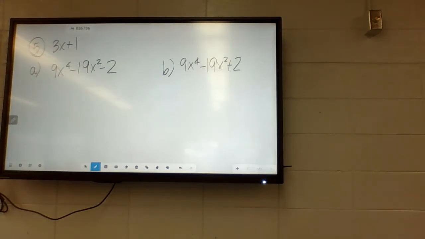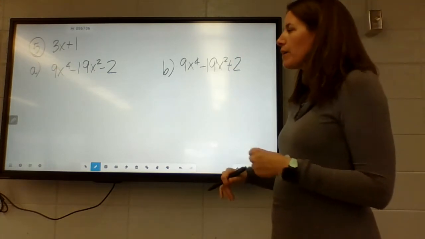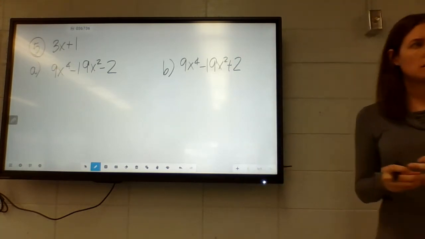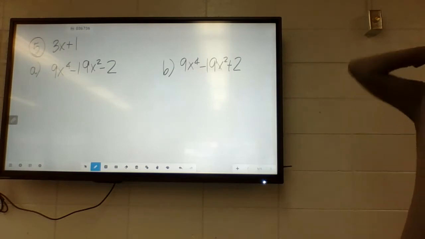So in number 5, and again, sometimes the wording in our book is a little bit weird. It says determine if p of x has this as a factor. So they're basically asking, is 3x plus 1 a factor of either of these? Did I write the same thing down twice, or are they that similar? It's minus 2 plus 2. Okay. So did you guys do synthetic division to check this? Yeah, that's probably what I would suggest doing.